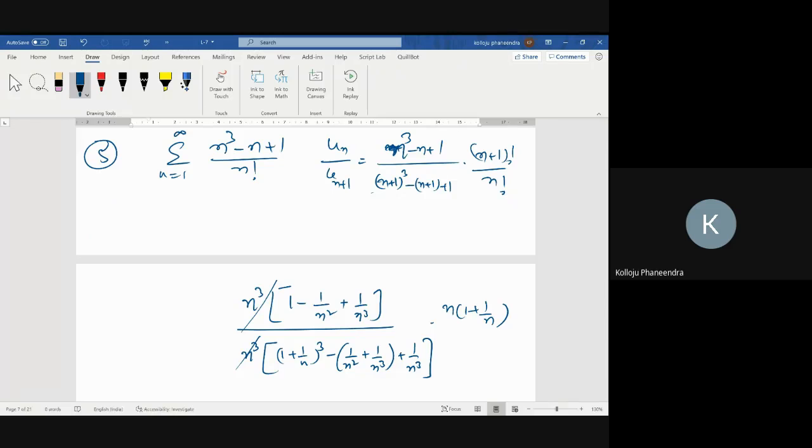Any more corrections? Check out. That's it. This will be there, and as n tends to infinity, this entire term goes to infinity, which is greater than 1. Convergent. Do it in this way. If there is any mistake, you can correct.